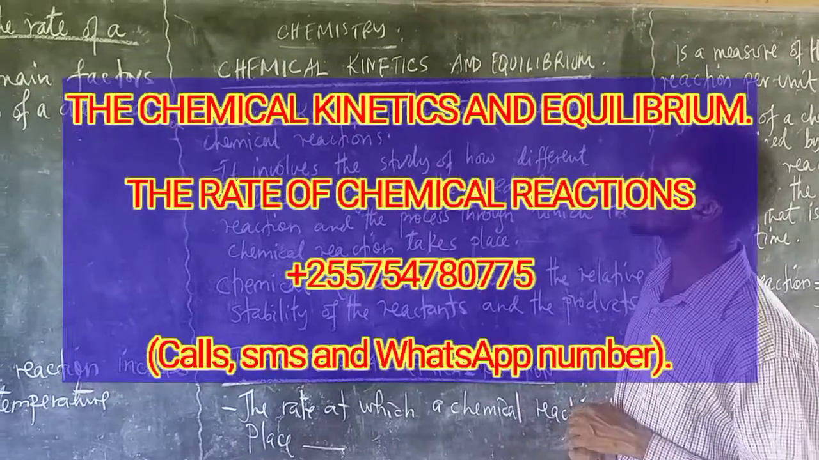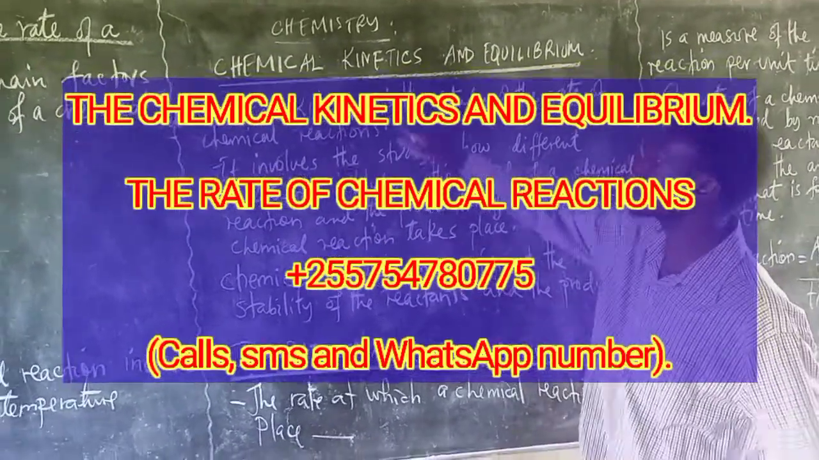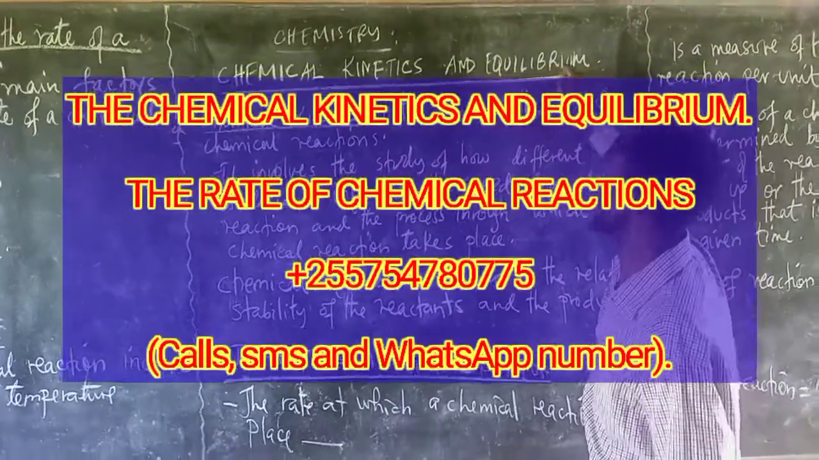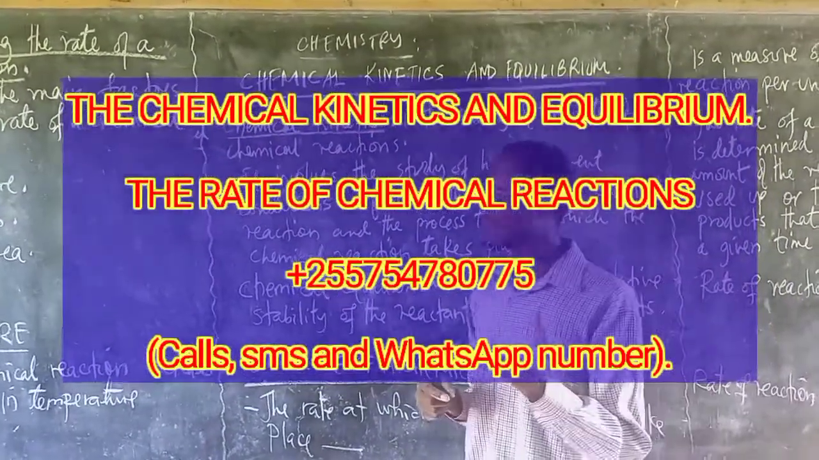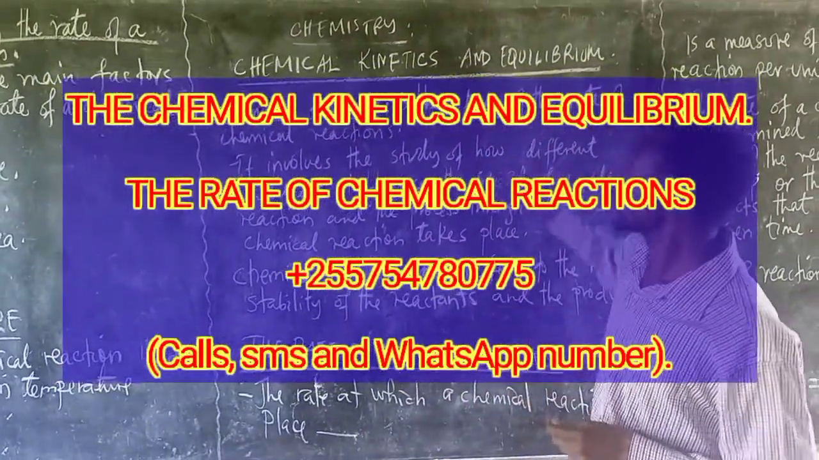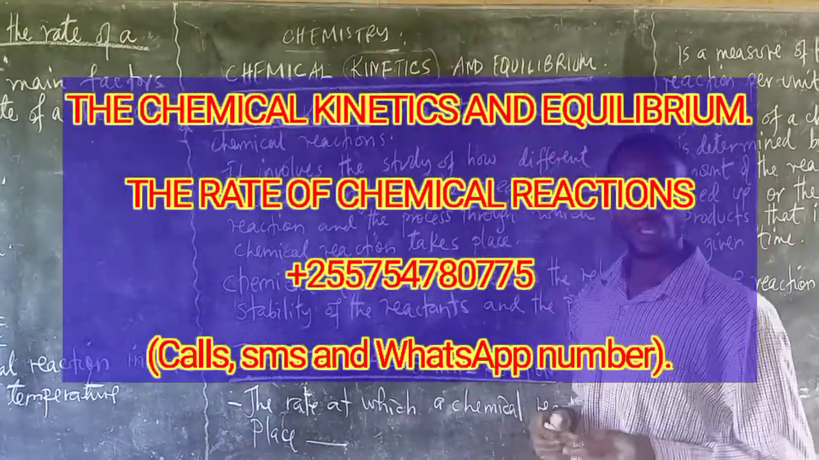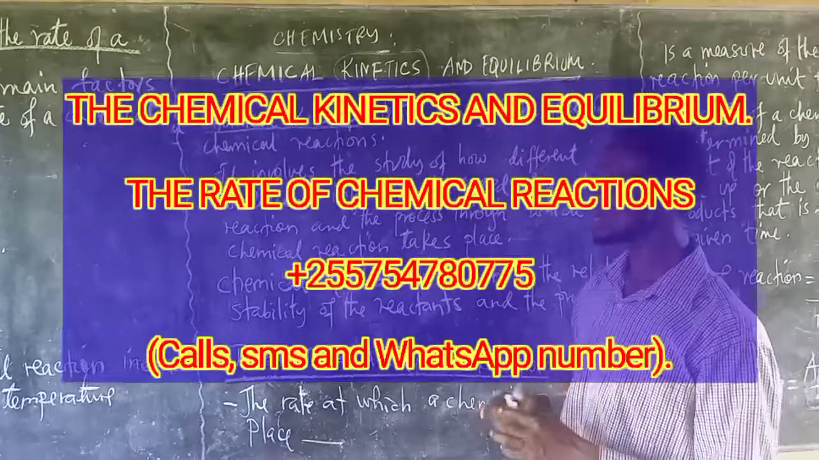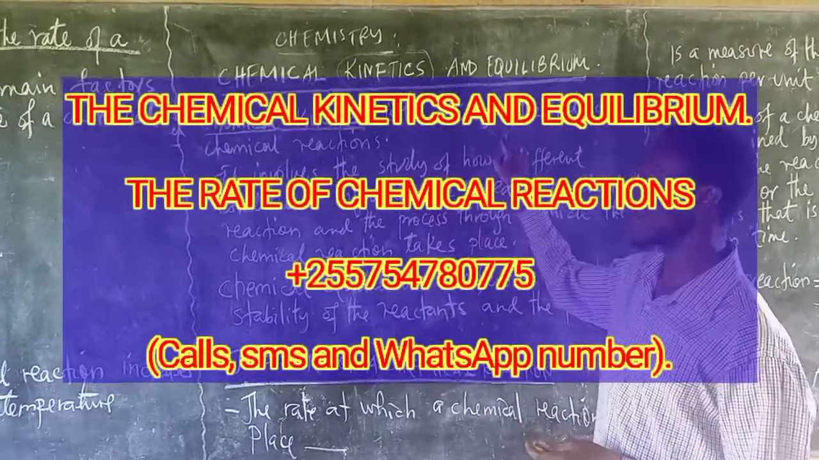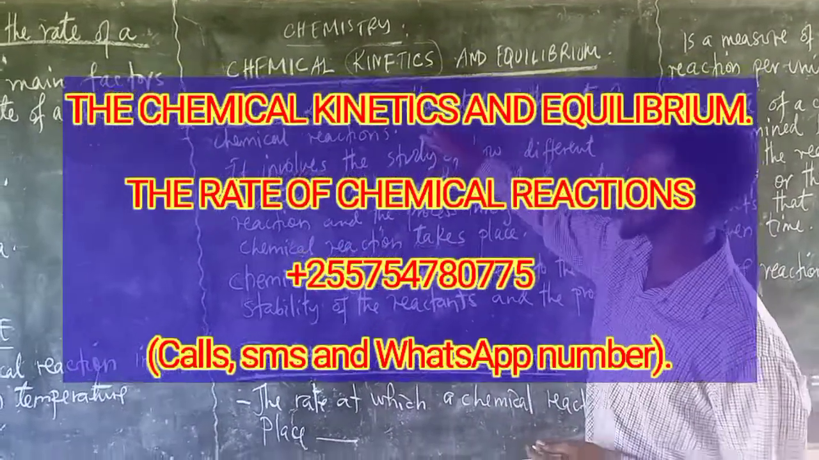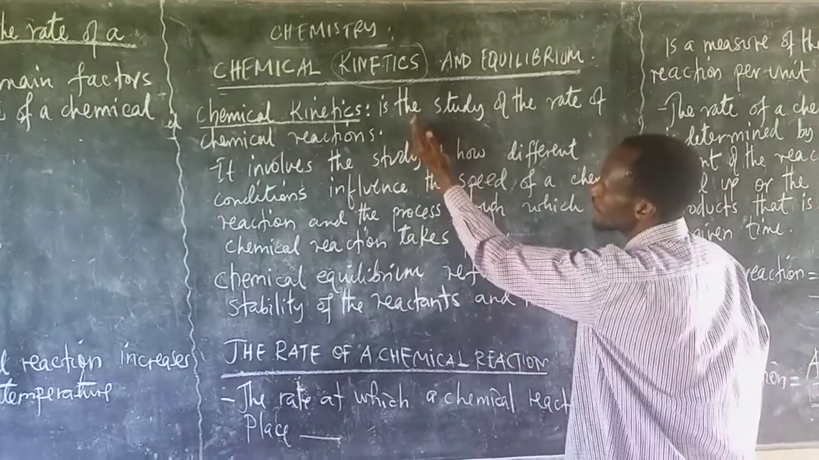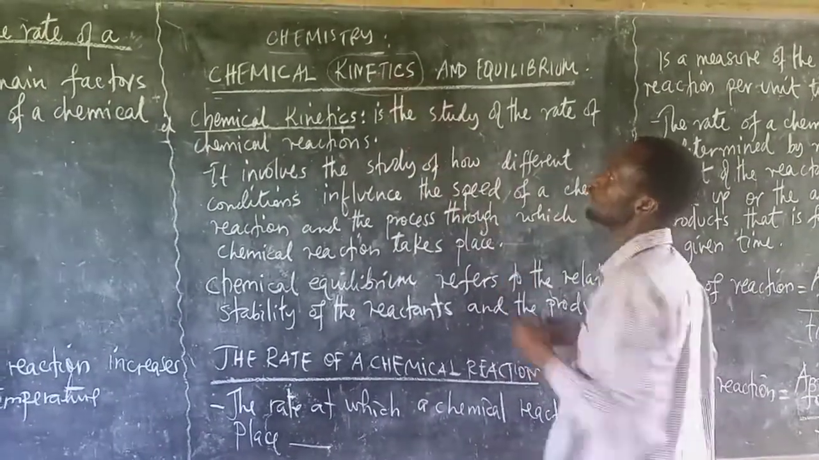In chemistry, there is a very important topic called chemical kinetics and equilibrium. In chemical kinetics, the word kinetics means motion. It is something that is moving from one point to another, or something that is happening at a speed. Kinetics involves speed.